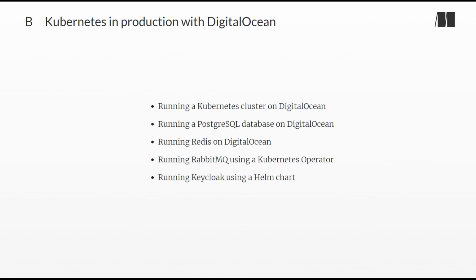Appendix B: Kubernetes in production with DigitalOcean. This chapter covers running a Kubernetes cluster on DigitalOcean, running a PostgreSQL database on DigitalOcean, running Redis on DigitalOcean, running RabbitMQ using a Kubernetes operator, running Keycloak using a Helm chart.